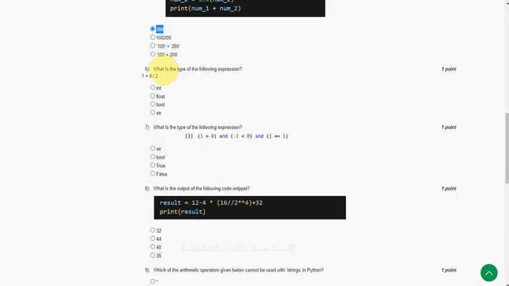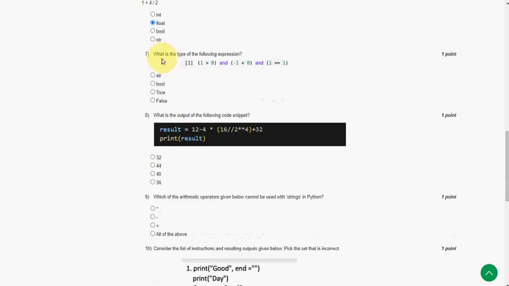Moving on to the sixth question. What is the type of the following expression? 1 plus 4 by 2. It will give float 3.0. It's not 3 integer, it is 3.0 float, because we are using division here. So it will give float, that is 2.0, 2.0 plus 1, 3.0, so it is float.